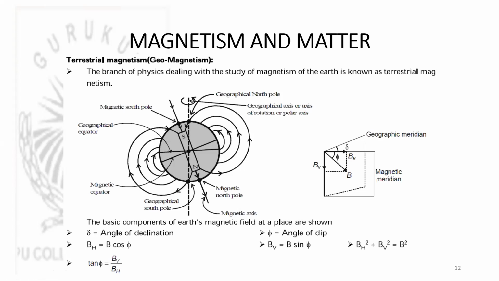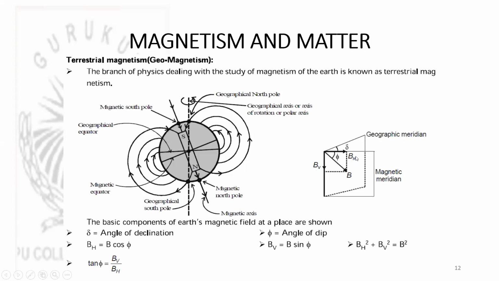Now, if you want to describe the magnetic field of earth at any point, you require three quantities. If you know three quantities called declination, inclination, and horizontal component of magnetic field, you can describe the magnetic field of earth at any point completely. These three together are called the magnetic elements of earth.